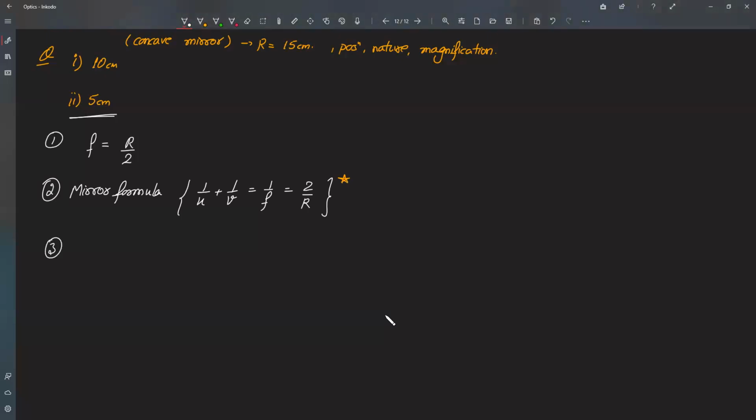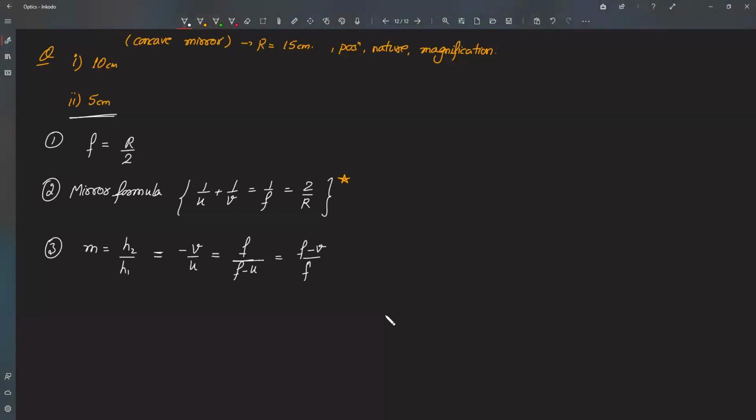And when it comes to magnification, magnification is h2 by h1, where h2 is the height of the image and h1 is the height of the object. So it is minus v by u, and it is also equal to f divided by f minus u, or f minus v divided by f. In the last class, we have seen this derivation as well, right? These are the formulas for magnification.